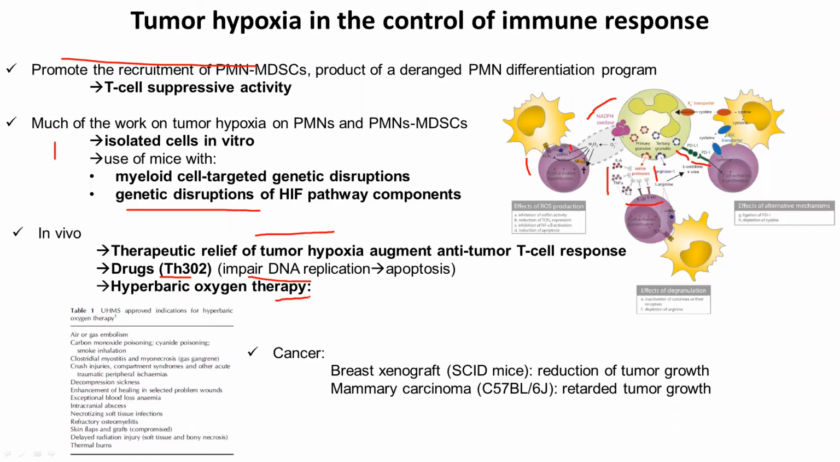15, 20 years ago, the use of hyperbaric oxygen therapy, the HBOT, was also shown. This HBOT consists of a cycle between normoxia and hyperoxia at 90% oxygen, which is basically used in case of air or gas embolism, carbon monoxide poisoning, decompression sickness, etc. In the context of cancer, HBOT has been shown to reduce tumor growth on breast xenografts using SCID mice, so independently of T cells. It has also been shown to delay tumor growth on mammary carcinoma in mice.